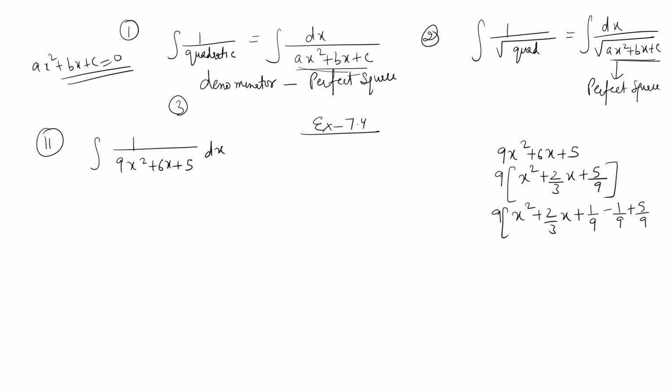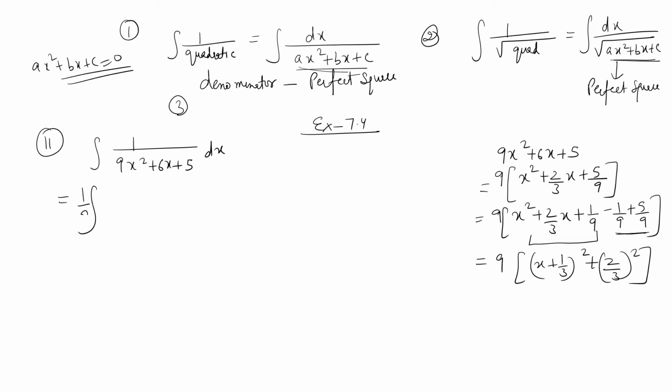So addition is always done with the perfect square group, right? So this is 9 into, this becomes your x plus 1 by 3 whole square, and it is your 4 by 9. It will become 4 by 9, the solution of these two, which will be 2 by 3 whole square. So if you can see, I have changed this to form 1 upon 9 upon x plus 1 by 3 whole square plus 2 by 3 whole square, right?